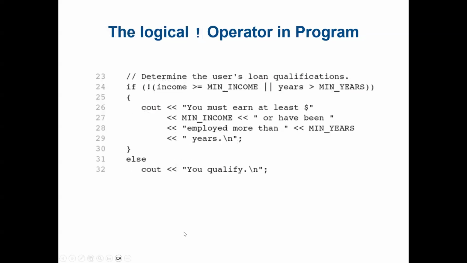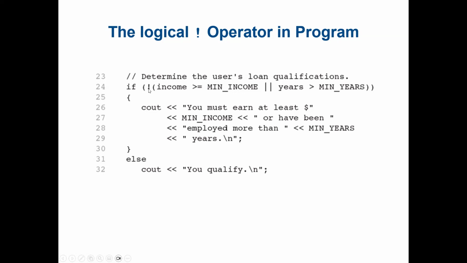Next, we determine the user's loan qualification. Now we are using NOT here. So first, in most programming languages, anytime we have, let's say, a nested loop or a nested if statement, the outer statement condition will be tested first before the inner. But here, in this case, using logical operators, we have to test the inner first. So for example, here we say income is greater than or equal to min income, or years is greater than min years. If the condition here is true, then we are going to negate it.